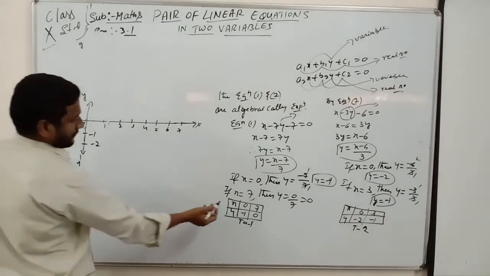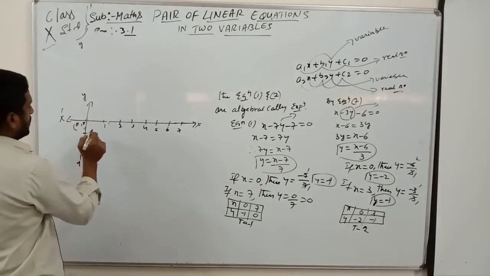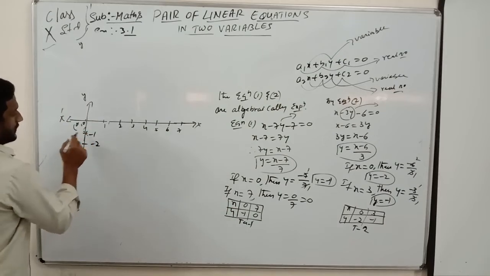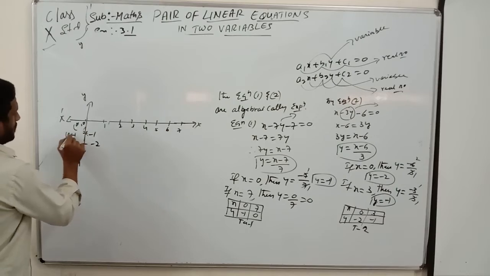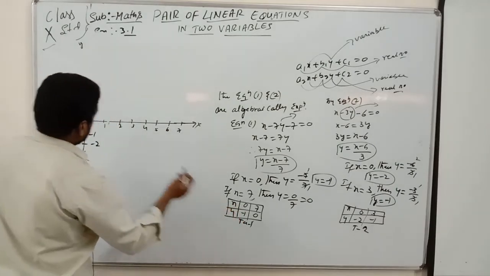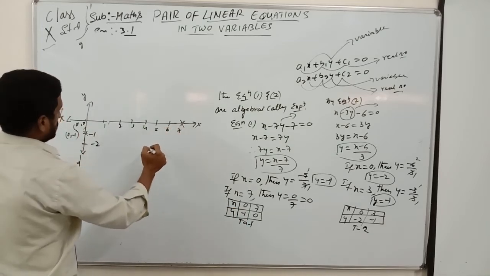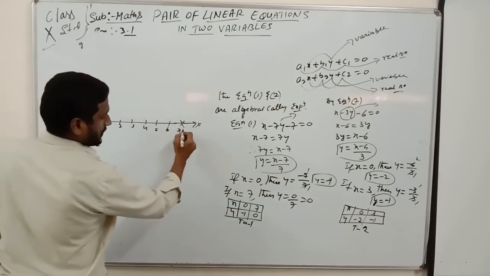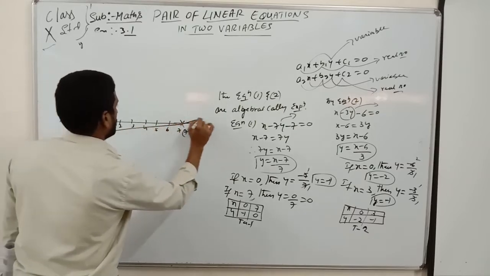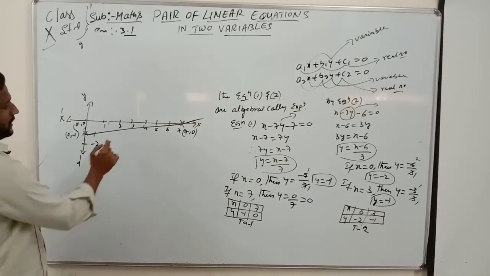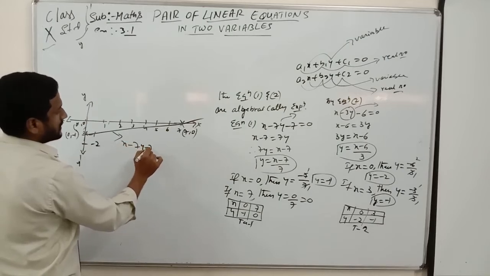x value 0, y value minus 1 means here you will get it, that is 0, minus 1. Next, 7 at 0: x value is 7, y value is 0. So join these two. Which equation is this? That is x minus 7y minus 7 is equal to 0.